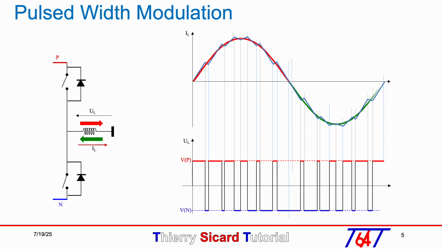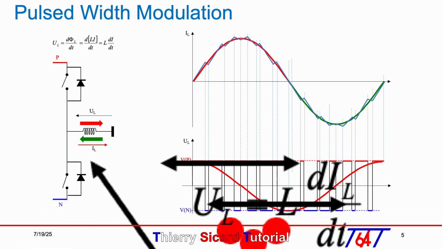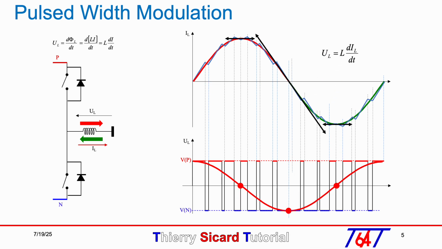We can also graph the average of the voltage across the inductor, which is also close to a sinusoid. Since the coil voltage is the derivative of the magnetic flux and flux equals Li, it is also the derivative of the coil current. By measuring the derivative of the current with the black arrow, we can verify that it is equal to the coil voltage.